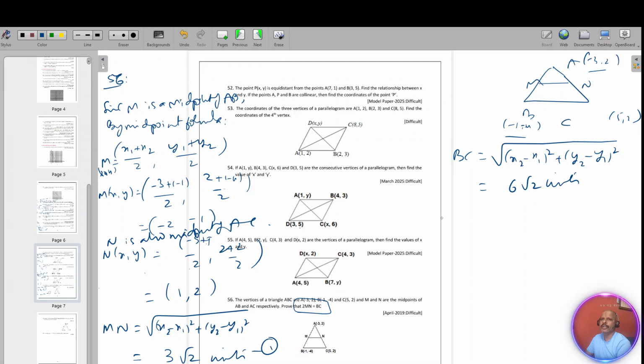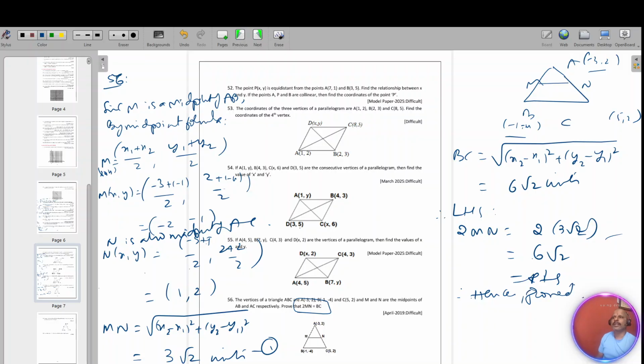Okay. Therefore, what you have to prove is 2 times MN is BC. You take LHS from what is to be proved here. LHS is 2 times MN, equal to 2 into 3 root 2, so 6 root 2, that is equal to RHS. Clear? Very simple question, just algebra knowledge they are testing here. Therefore, since LHS is equal to RHS, we say hence proved.